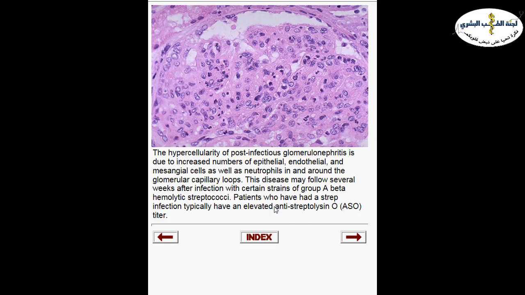Now, if the patient does not remember or does not know what type of infection he had, we can do a blood test. We can check for the antibody against the streptococcus, what we call anti-streptolysin O antibody. If it is positive, there is evidence that this patient had been infected with streptococcus.